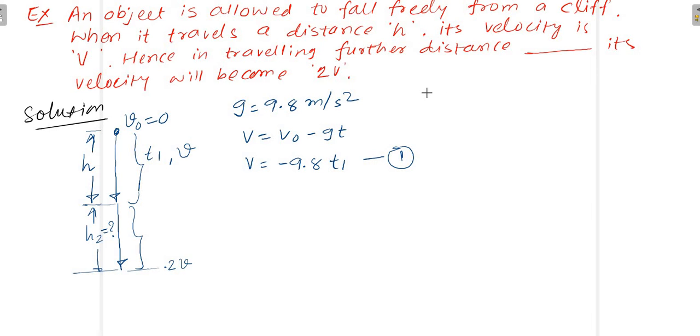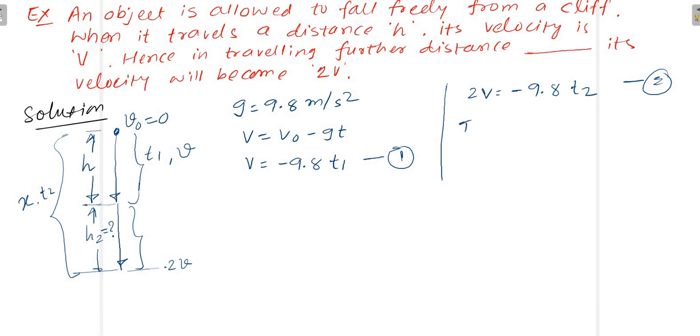Now when it is allowed to fall further, let us say this is the total distance, say x, at the end of which speed is 2v. So once again, for the same formula if we apply, then 2v is also minus 9.8 times, and let us say the total time is t2. So this is going to be t2. Let us say equation number 2.